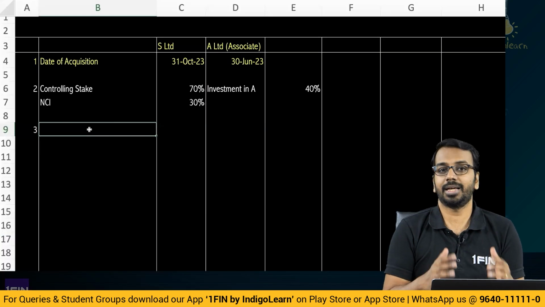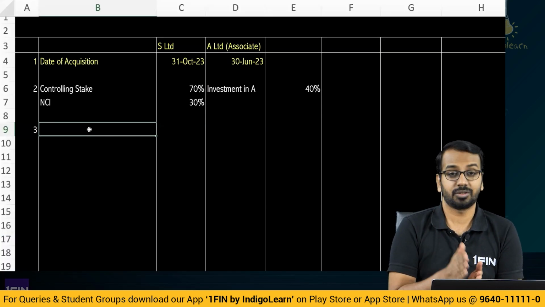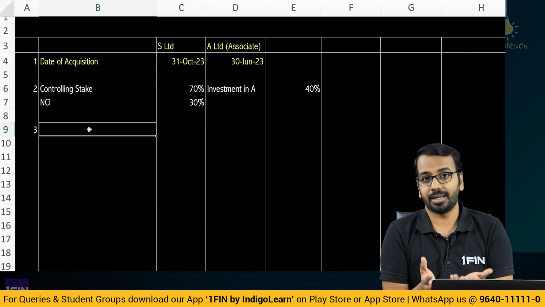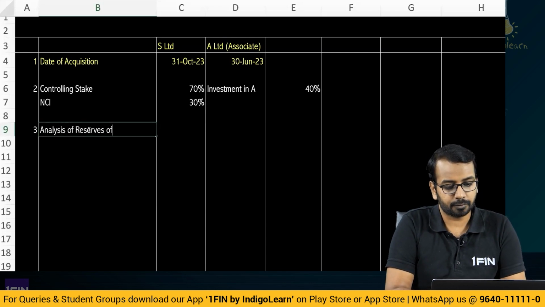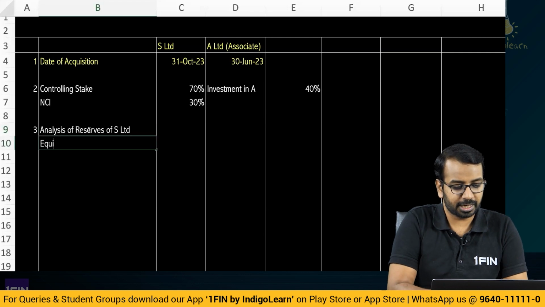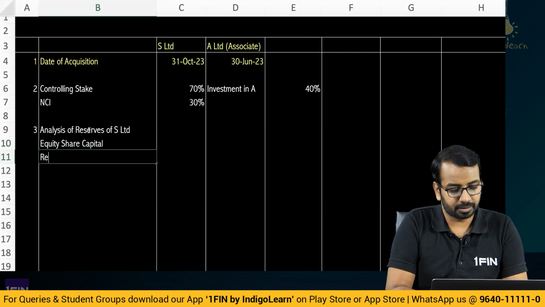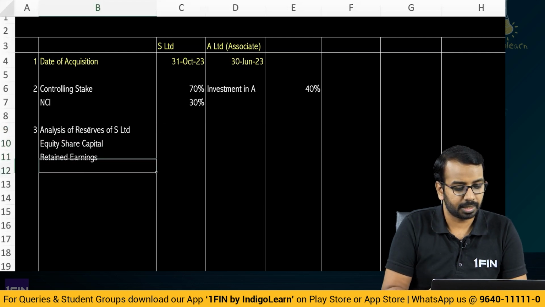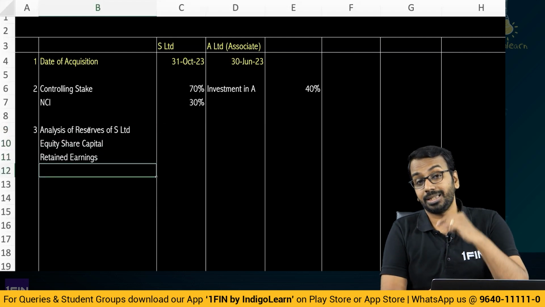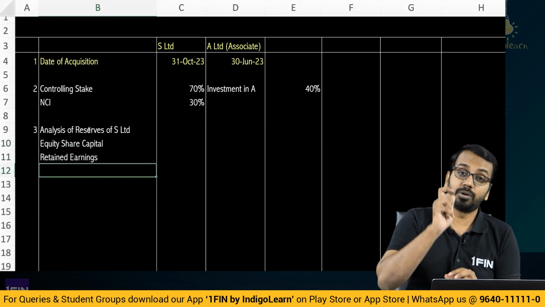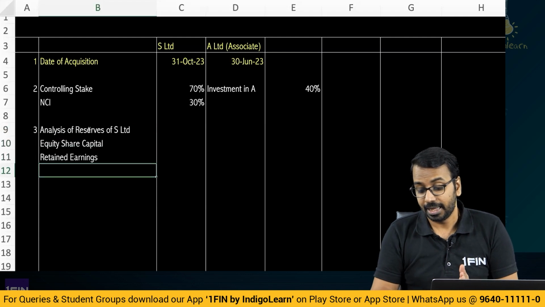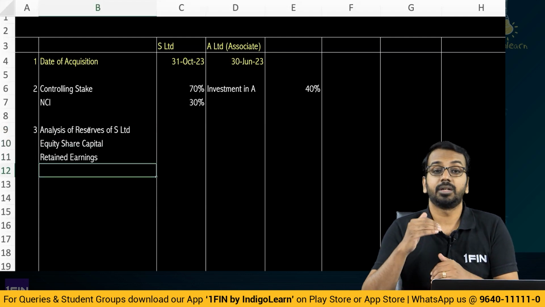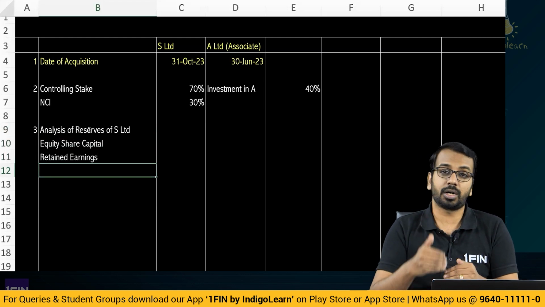Now the next step is identifying the net assets on the date of acquisition, which we typically do by analyzing the reserves. So, analysis of reserves of S Limited. You have equity share capital, then you have retained earnings, right? One thing that you have to keep in mind when solving this question is there is a bonus issue. The bonus issue will impact retained earnings. Then you also have dividends, right? As I was reading the question, we don't know whether the dividend has been declared, not declared, paid, not paid.